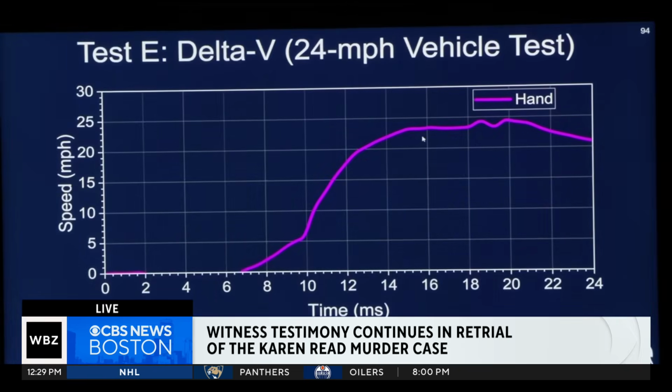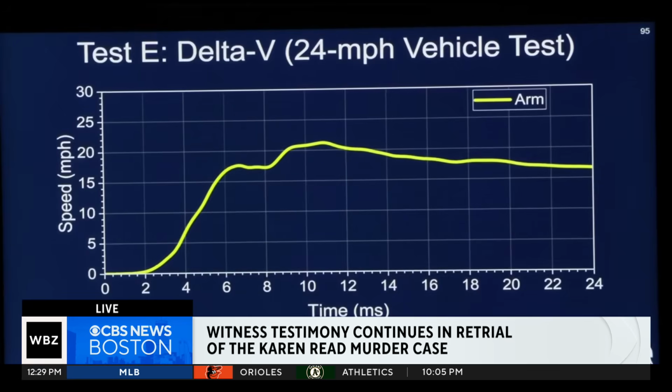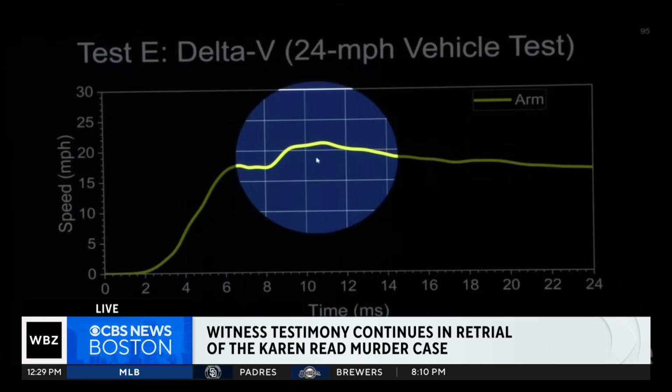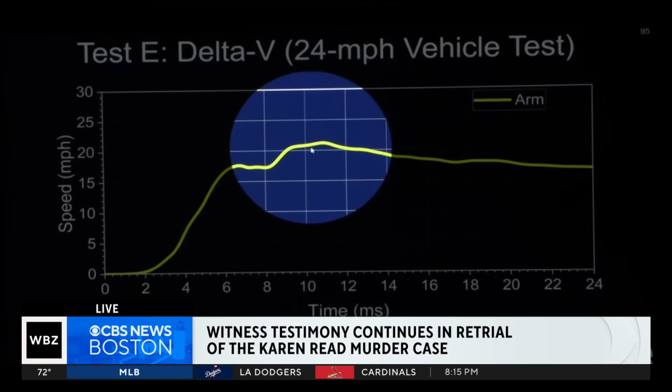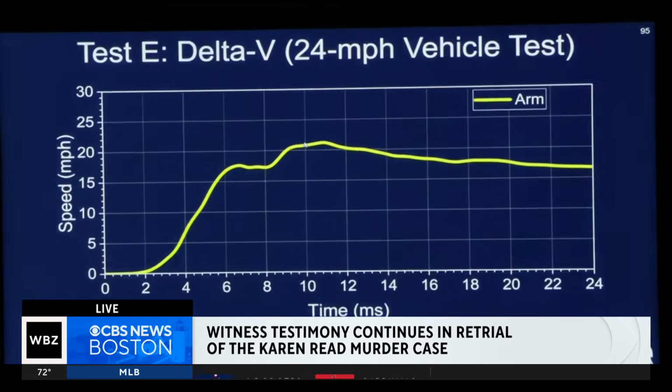Next slide, please. And what is this delta V showing us? This is showing the change in speed of the arm going to just over, looks like about 22 miles per hour at about 10 milliseconds. So a total window of time of about 8 milliseconds that it took to get up to that 22 mile an hour speed or so. Understood. And next slide, please.